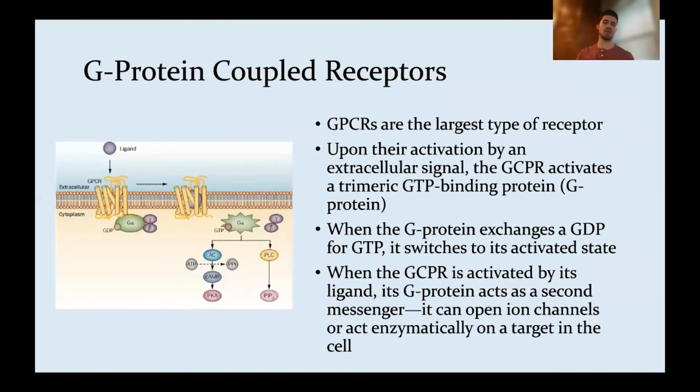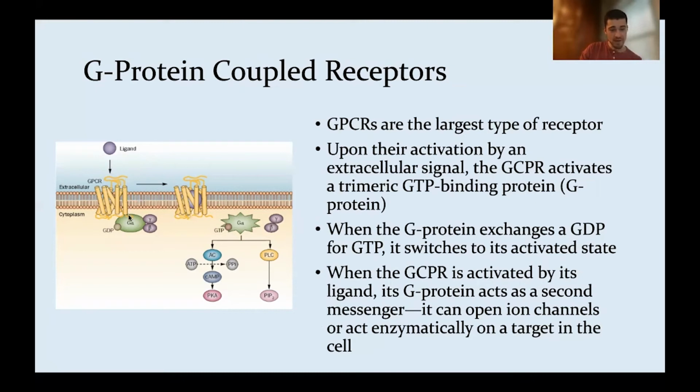So we touched a little bit upon G protein coupled receptors before, but again, GPCRs are the largest type of receptor. Upon their activation by an extracellular signal, the GPCR activates a trimeric GTP binding protein, which is also known as G protein. So we spoke about this a little bit before, but looking at this diagram to the left, this ligand is going to attach on the extracellular side. This is that binding domain that we were talking about before, the recognition domain.